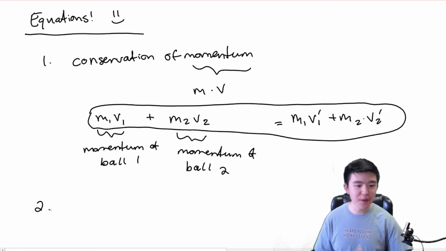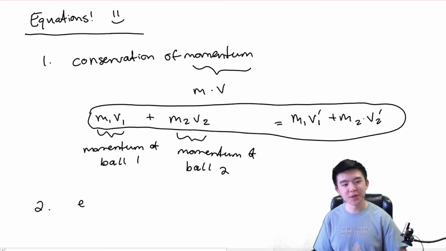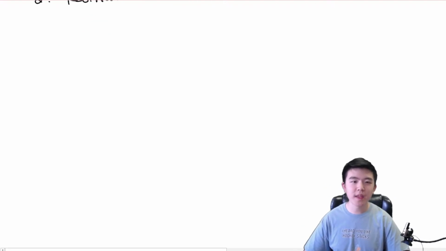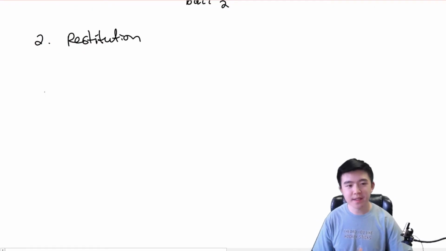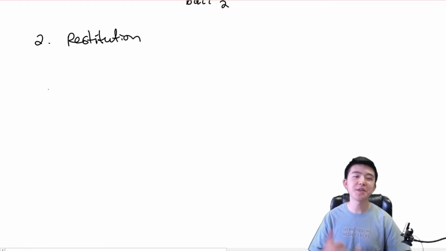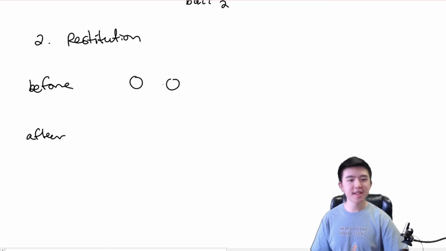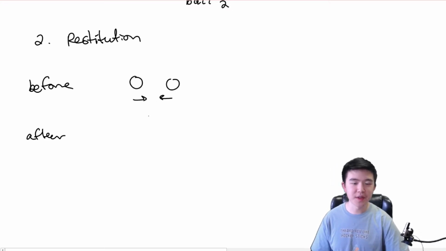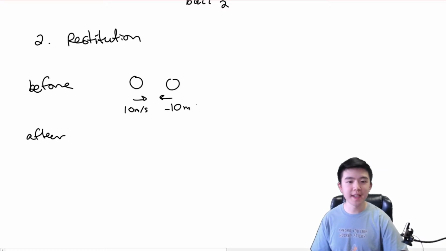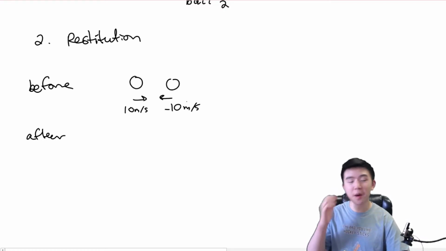All right, and now our second equation is called restitution. Now, restitution has to do with the relative speed, the change in the relative speed as a result of the collision. So we have a before and we have an after. So before, let's say, for example, balls are heading towards each other at 10 meters per second. And v2 is going to be negative 10 meters per second because it's heading in the opposite direction.